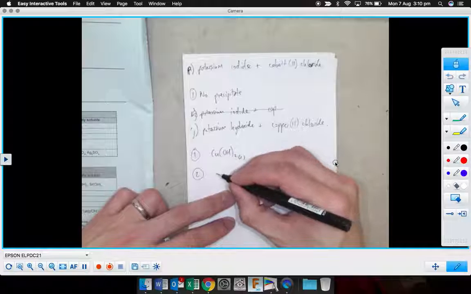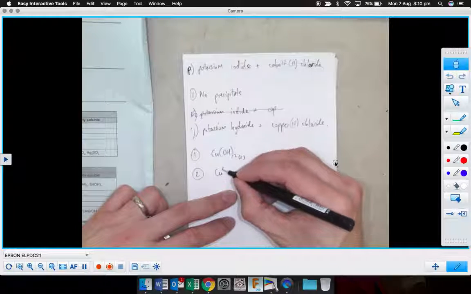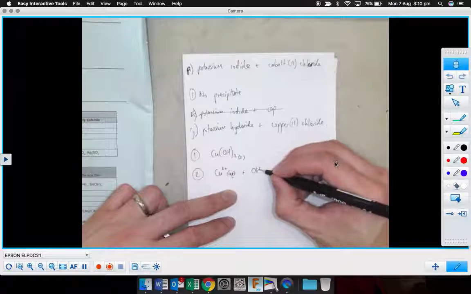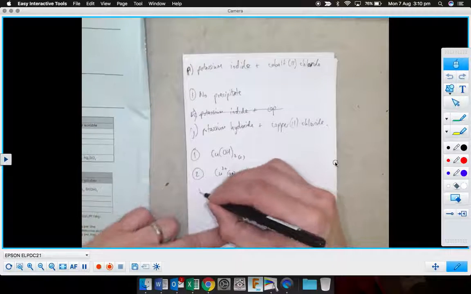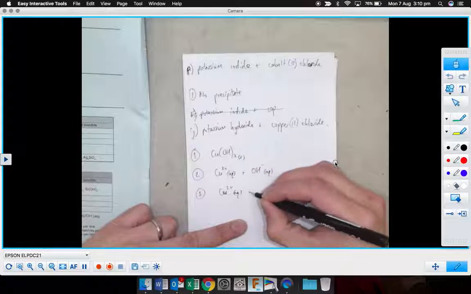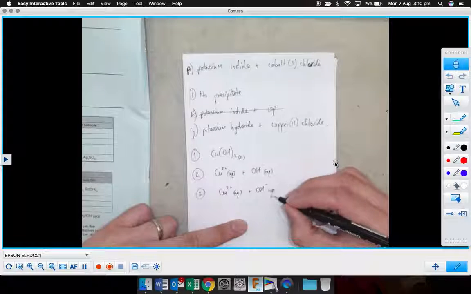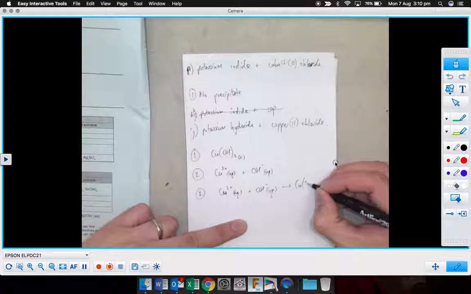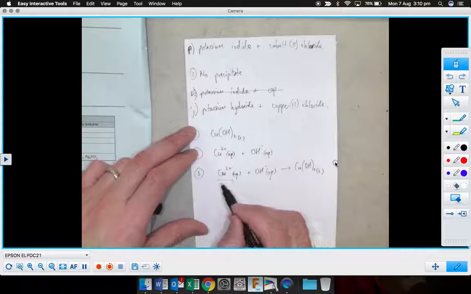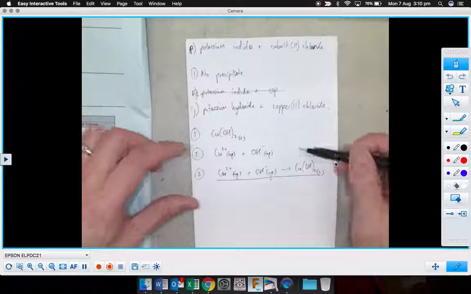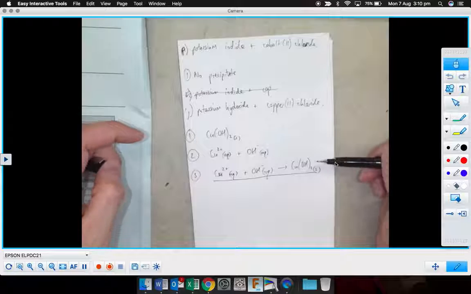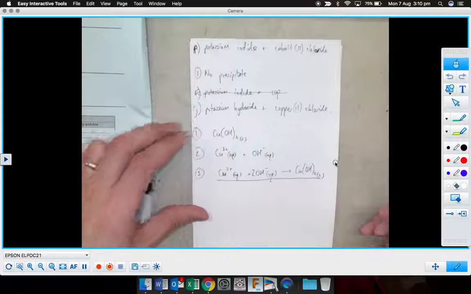We know that the two things that will make up this will be copper 2 plus aqueous and the OH minus aqueous, and therefore we can work out that it's just copper 2 plus aqueous plus OH minus aqueous goes to copper hydroxide solid. So you can just write out this line here without having to go through the other steps, because you know that that's going to be the solid, just down there, and you're just going to make sure you balance it, and now it's balanced.